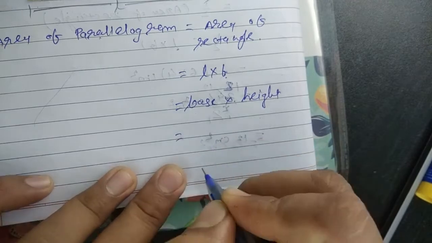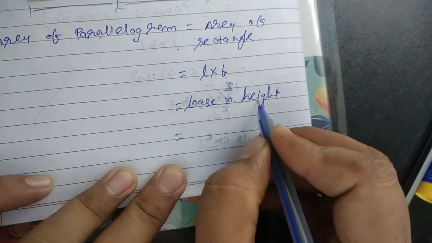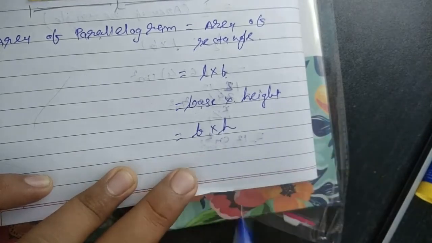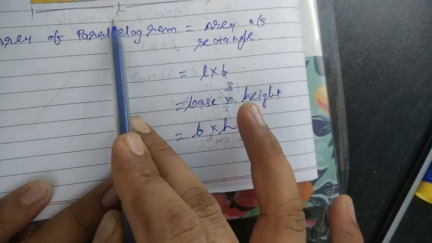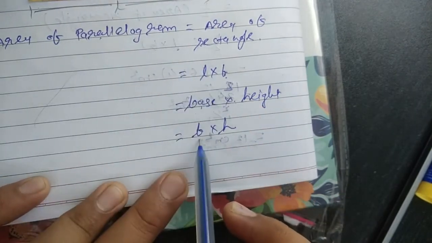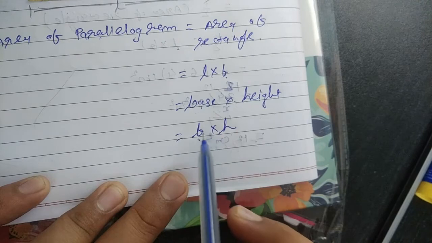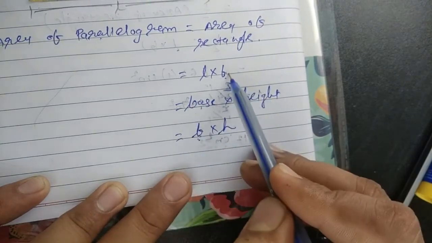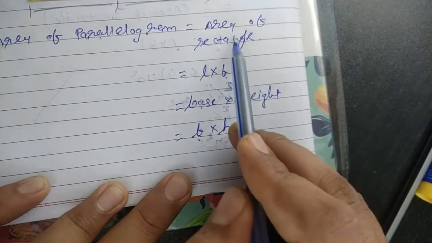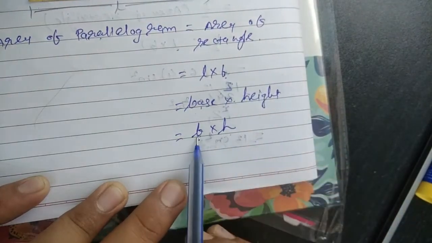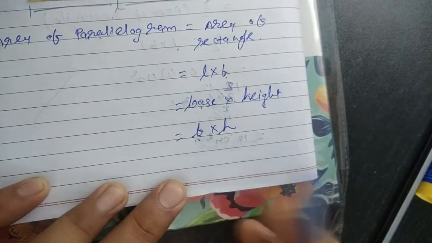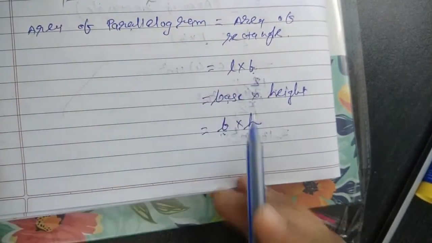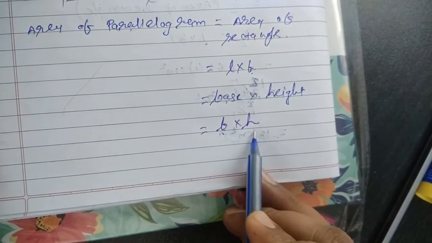Now we can write base and height in short form. For base we will write B, and for height we will write H. Now keep in mind, when we write the area of a parallelogram, we will use small b and small h. This small b stands for base. This small b and the small b in a rectangle are different, because in a rectangle it stands for breadth, and in a parallelogram it stands for base. So here we got the formula for area of parallelogram, which is nothing but base multiplied by height.